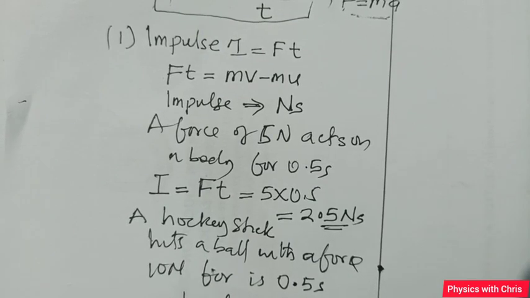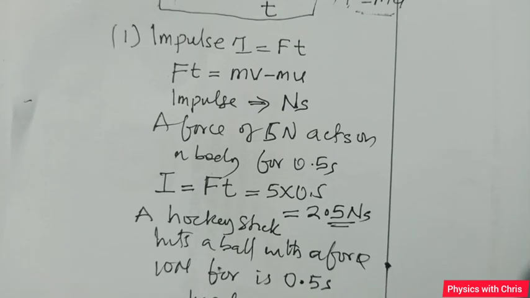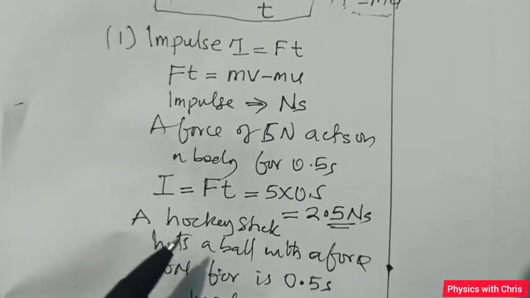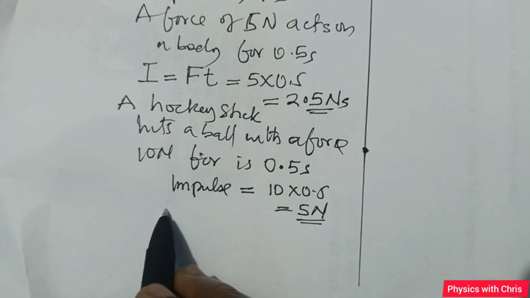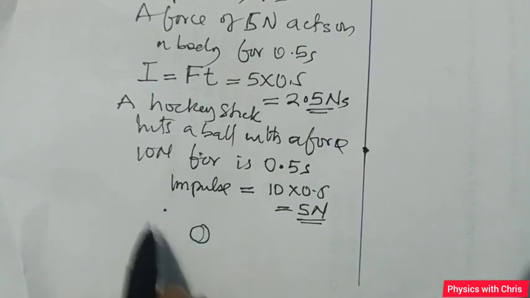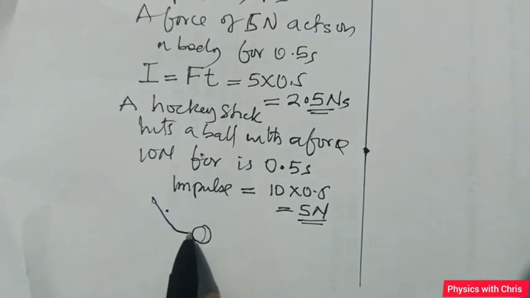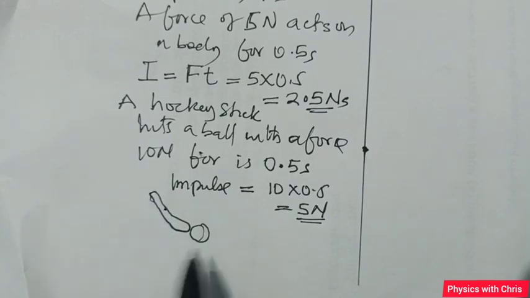Now, this impulse will cause the momentum of the ball to change. Let's say the ball was initially at rest, because the impulse received by the ball will cause a change in the momentum of the ball. Let's say this is a ball, and the hockey stick is applied to it, and the force exerted on the ball with the aid of the hockey stick is 10 Newton.